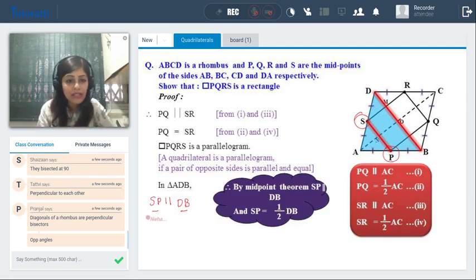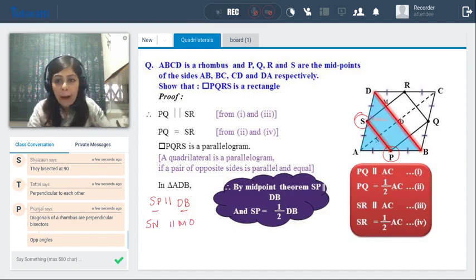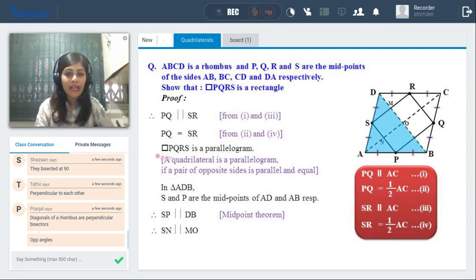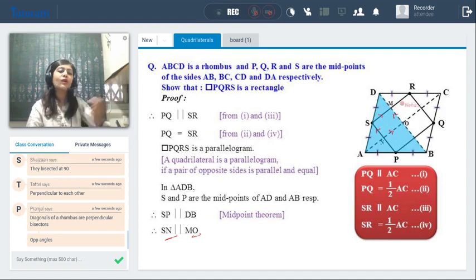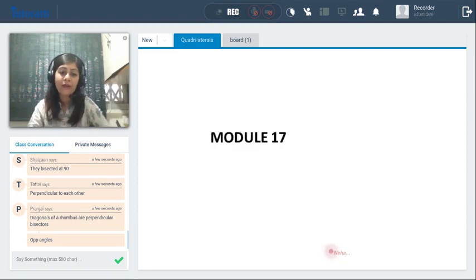Now, if SP is parallel to DB, can I say SN is parallel to MO? Yes, students, a part of SP is SN and a part of DB is MO. So I can say SN parallel to MO. Now, students, pay attention. What did we have? We already have SM and ON parallel to each other. Now we also got SN parallel to MO. So we have got the other pair of opposite sides also parallel to each other. So now can I say that SMON is a parallelogram? Yes, students, I can say SMON is a parallelogram.